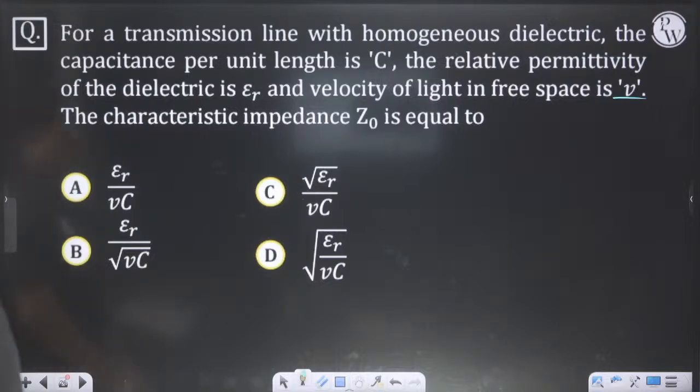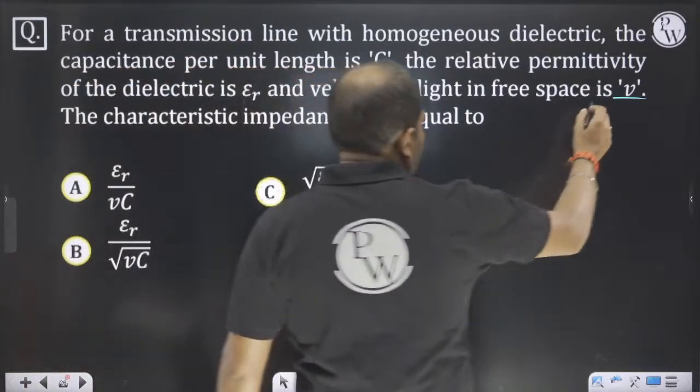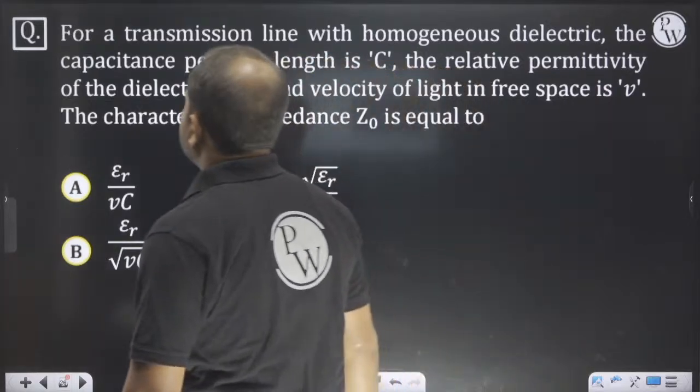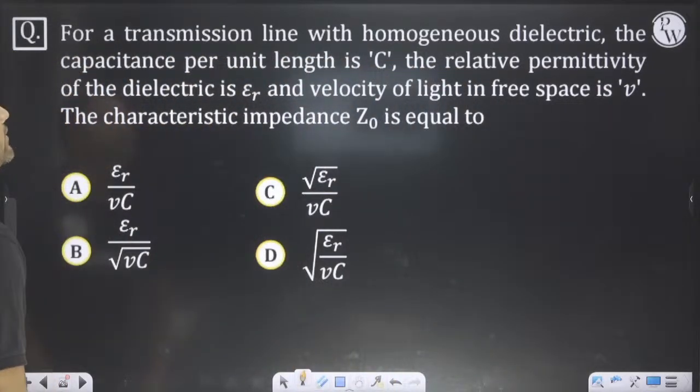This is also a good question. What is the question they have asked? For a transmission line with homogeneous dielectric, the capacitance per unit length is C, relative permittivity is epsilon R, velocity of light in free space is v, and characteristic impedance Z0 will be equal to what?